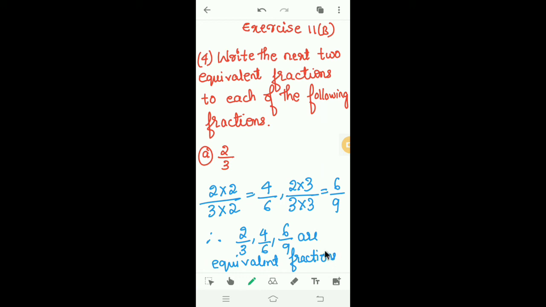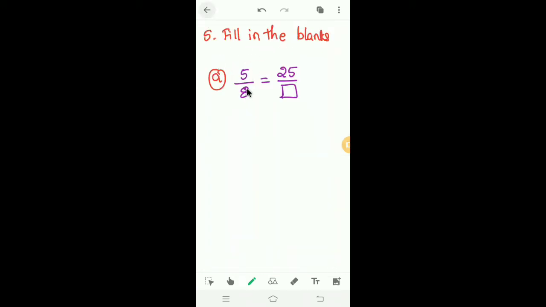Let's all fill in the blanks. In that first one, 5 by 8 is equal to 25 by, here we have to find out how much we should write here. 5 fives are 25. So we know that we have to multiply numerator and denominator of the fraction by the same number. If we multiply numerator by 5, then we have to multiply denominator also by 5. So 8 fives are 40. So here we have to write 40.